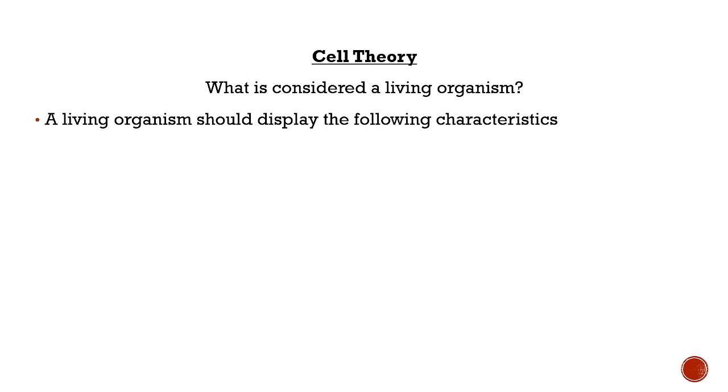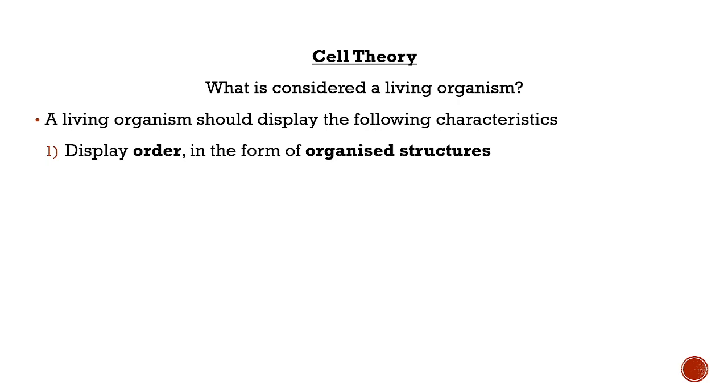I call them the 7 characteristics of life. The first is to display order, in the form of organized structures. Look at the cell, for example. A cell has a particular shape, that is organized structure, order. The cell contains at least the cell surface membrane, and the membrane has a particular structure. The cell contains proteins, and the protein structures are all maintained. So that is an example of displaying order.